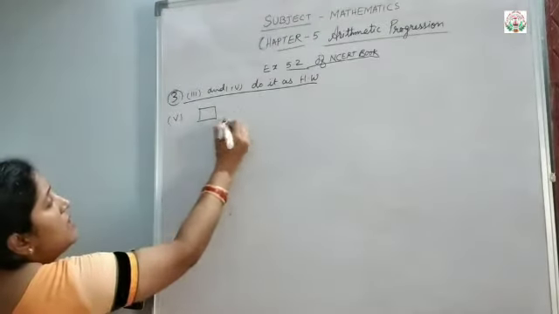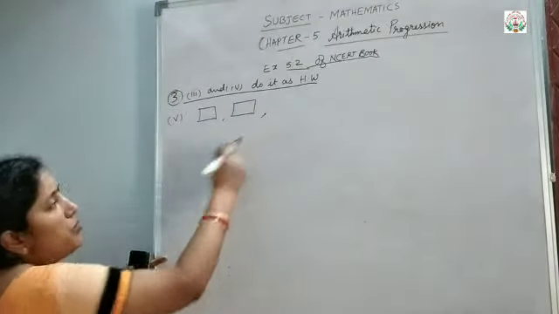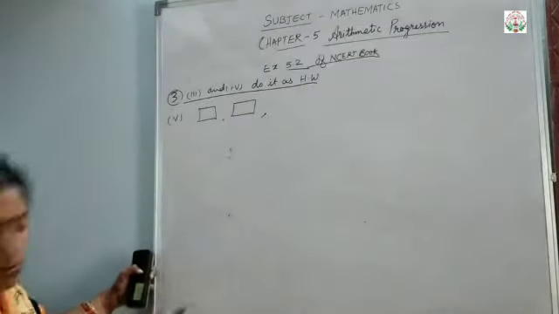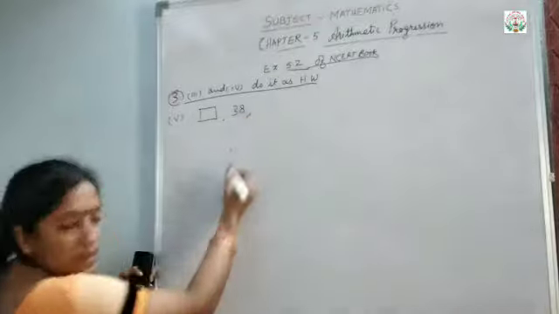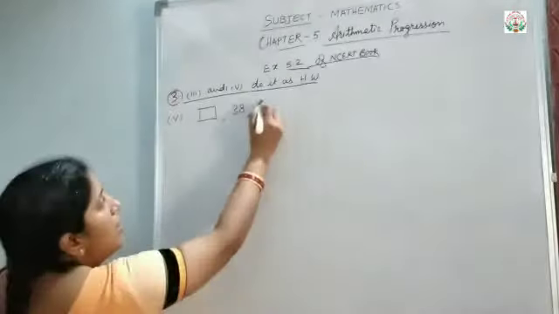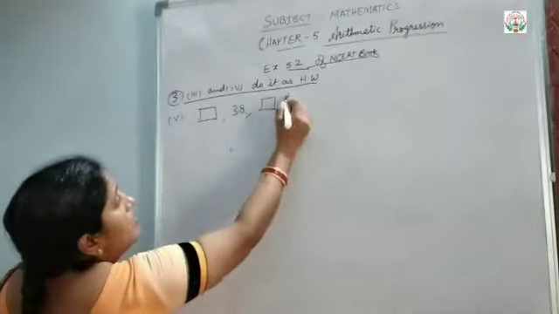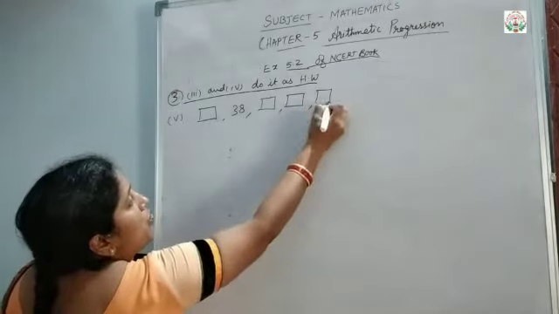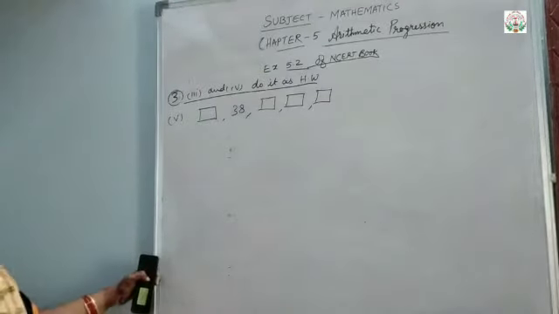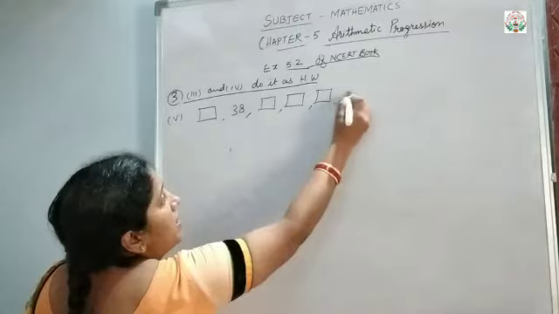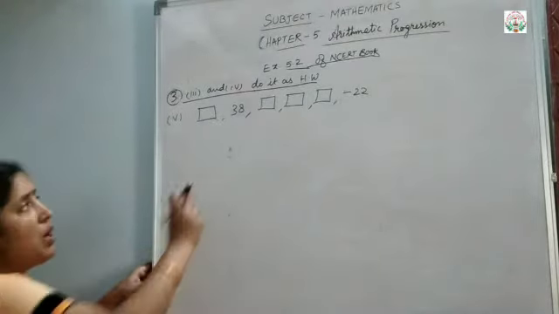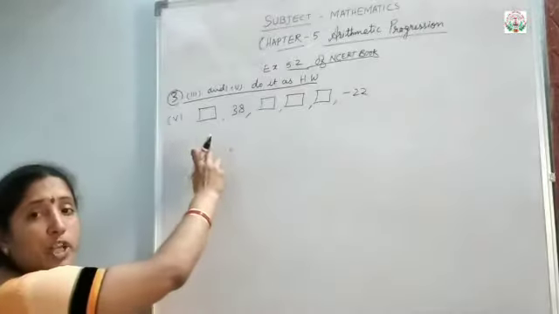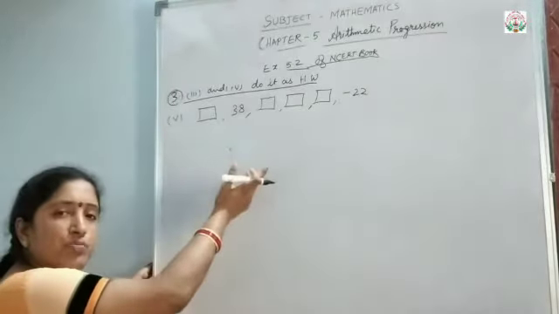Boxes are given. Box given means these values are not known. The first one is not known, the second one is 38, then three unknown boxes, these terms are not known to us, and the last term is given as minus 22. Now this is your AP series. AP means the difference will be the same.